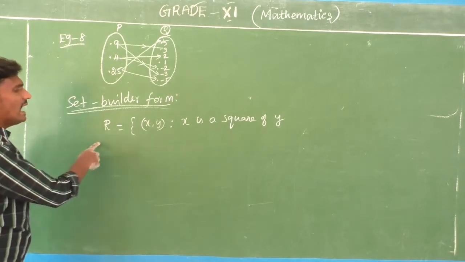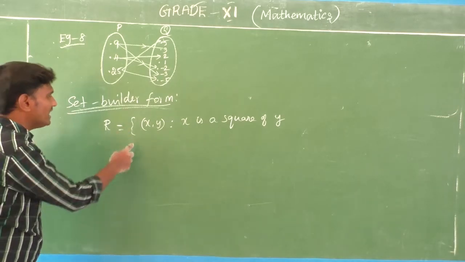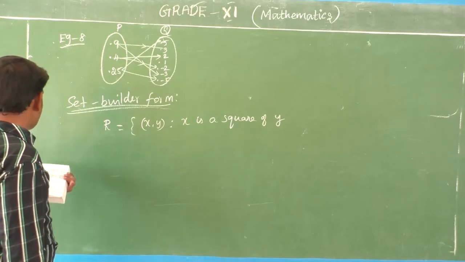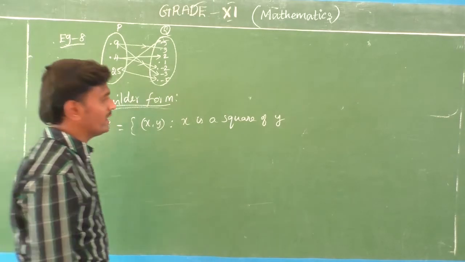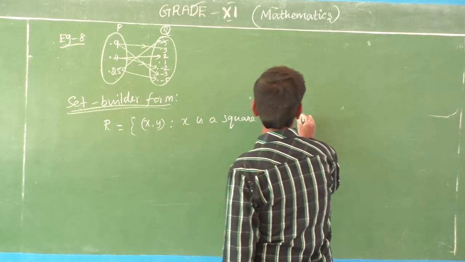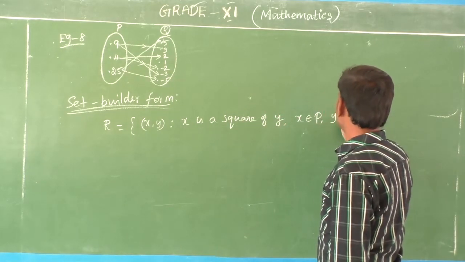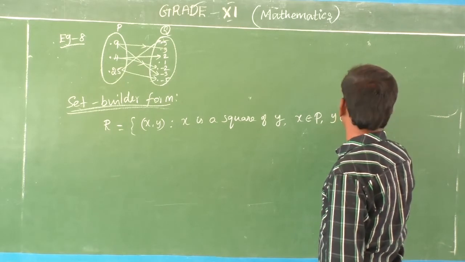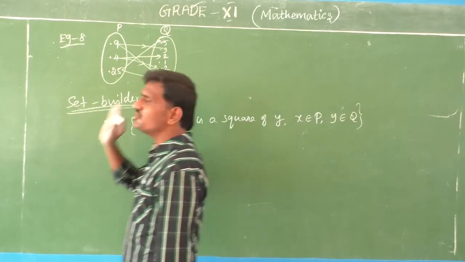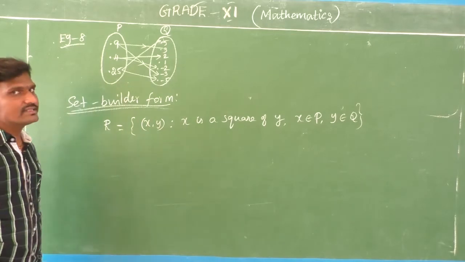So like that I mentioned the set builder form: R equals x comma y such that x is the square of y, where x belongs to capital P and y belongs to capital Q, and close. So this is your set builder form.